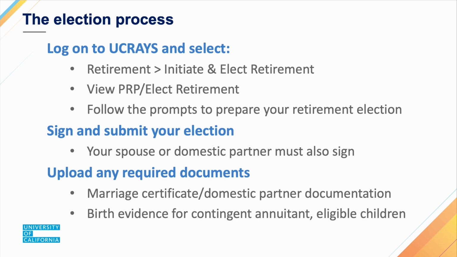This is a good opportunity to upload any required documents. Again, we had that discussion earlier when we were talking about the survivor benefits. So in the case of a spouse or domestic partner, that certification, either marriage certificate or the domestic partner documentation. If you are naming a contingent annuitant or have eligible children, then birth evidence for that individual will also be required. So make sure that you do upload that information as well.